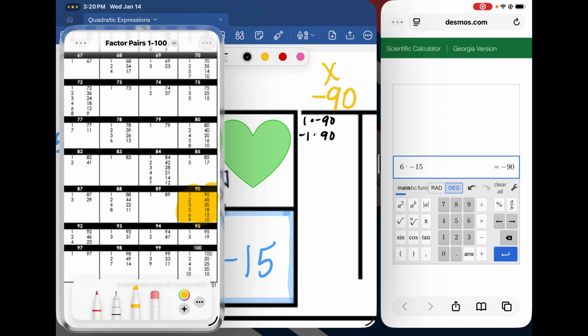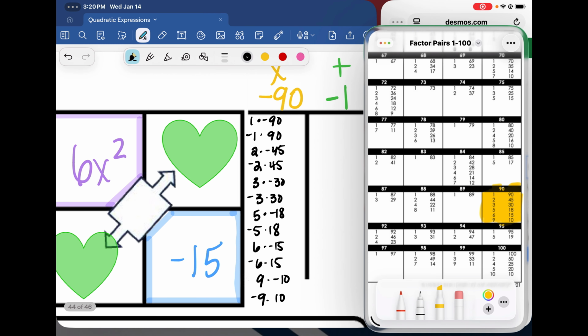I can do 2 times a -45 or a -2 times a +45. I can do 3 times a -30 or a -3 times a +30. I can do 5 times a -18 or a -5 times a +18. I can do a 6 times a -15 or a -6 times a +15. Or I can do a 9 times a -10 or a -9 times a +10. These are all of the combinations in the world that will multiply to a -90. But I want them to add to a -1.